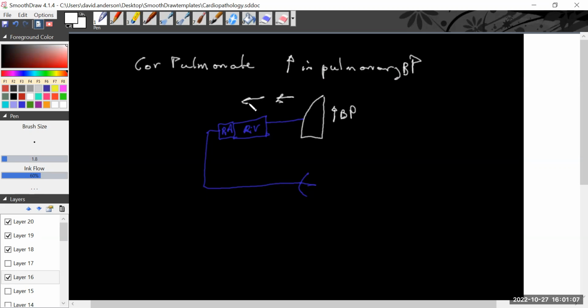If we start with an increase in blood pressure, that represents increased afterload to the right ventricle. If we have increased afterload, the right ventricle is going to have to try to respond. So it's going to have a smaller ejection fraction. So it reduces the ejection fraction. It's a high pulmonary pressure.